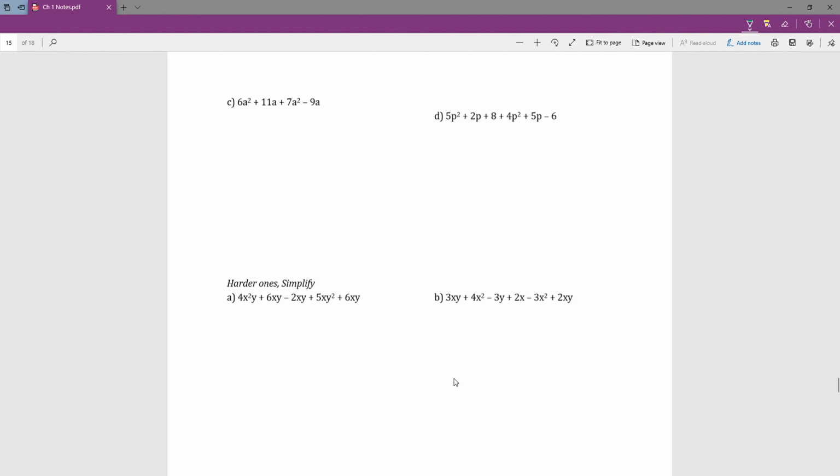Really, taking your time to read them carefully and make sure that they work out. You can check the key on this one, or we'll stop this and do it together in class.